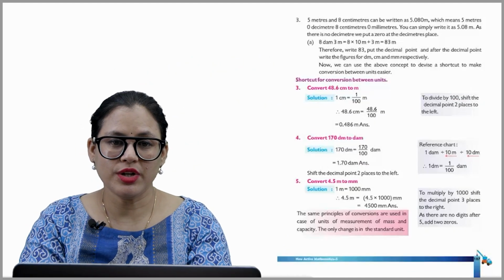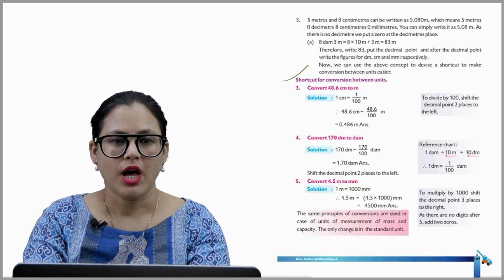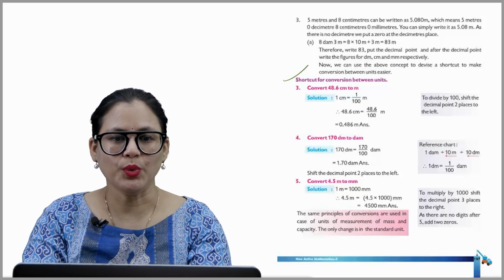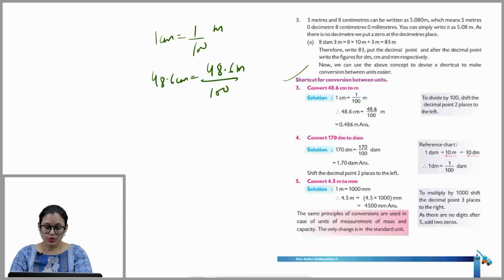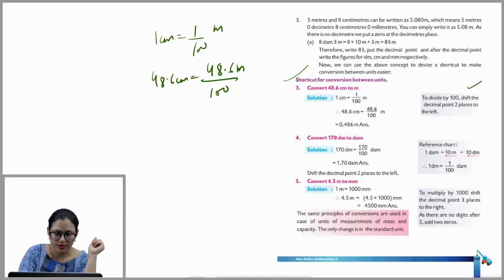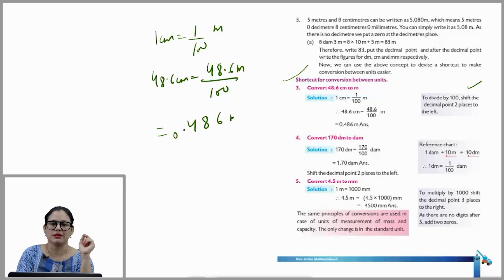Okay, shortcut for conversion between units. Convert 48.6 centimeter to meter. See, we know that 1 centimeter is equal to 1 by 100 meter. So 48.6 centimeter is equal to 48.6 by 100 meter. And to divide by 100, shift the decimal point 2 places to the left. So here is the decimal. Now we will shift this decimal point 2 places to the left, 1, 2, means before 4. So 0.486 meter is the answer, right?